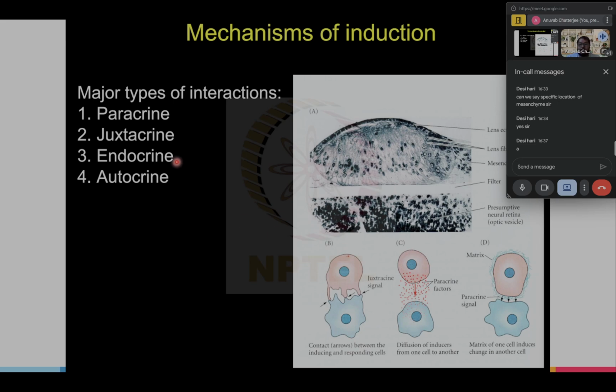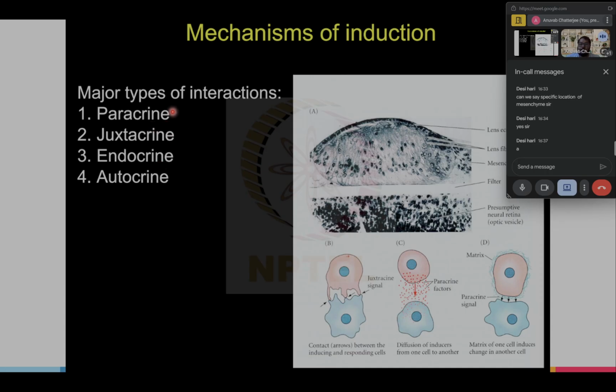And finally there is endocrine signaling. The great example we have is hormones. We have hormones that are secreted from one part of the body that travel all the way to the other part of the body, so hugely long range signaling. So this is known as endocrine signaling.